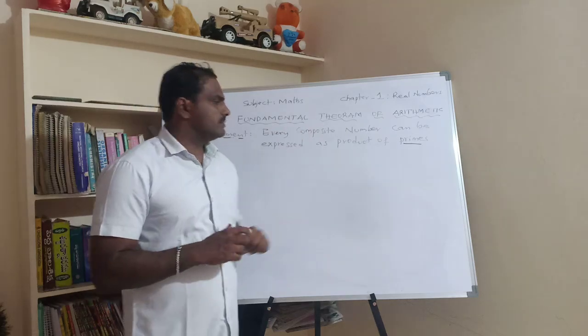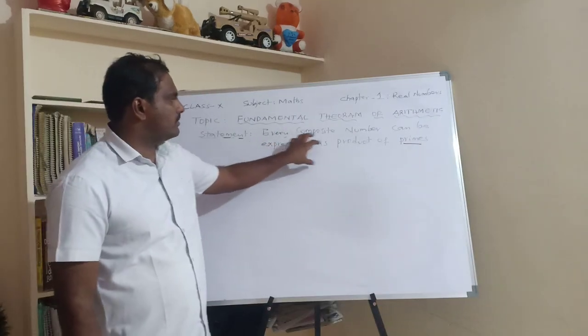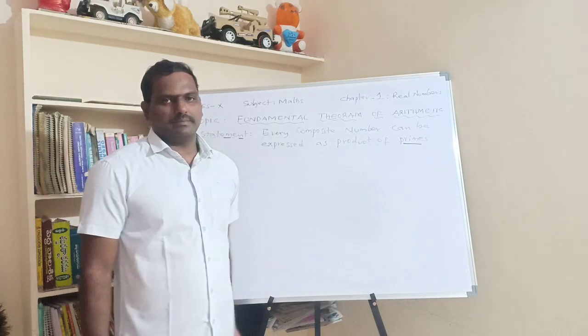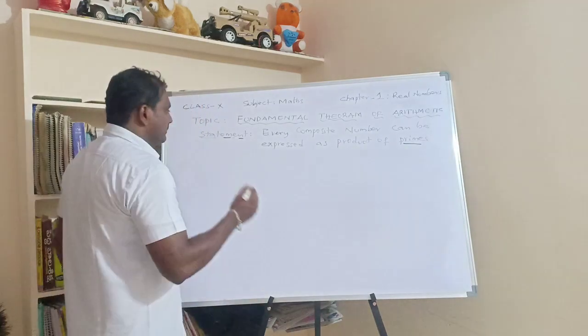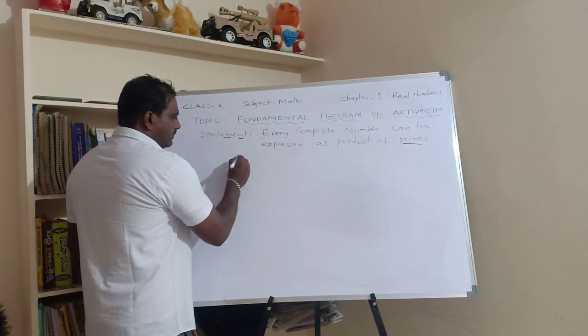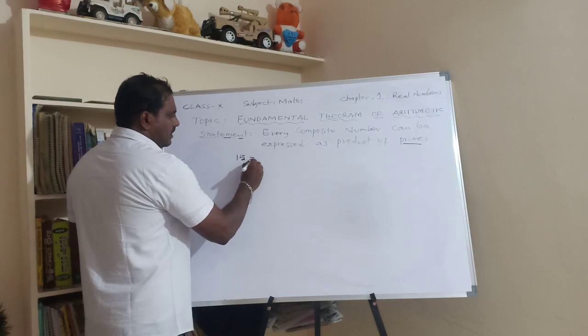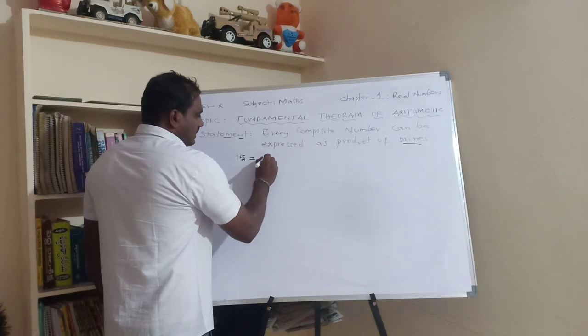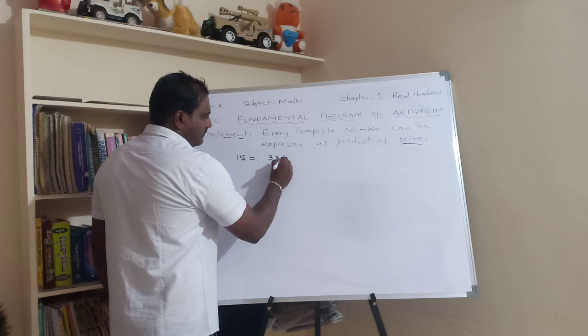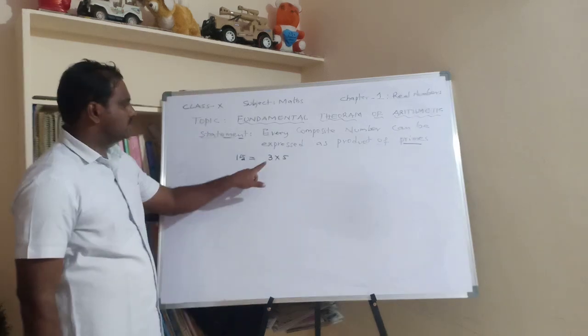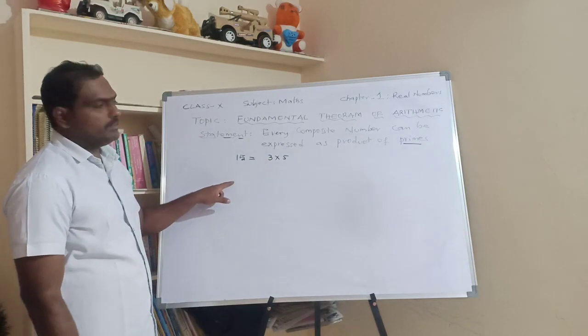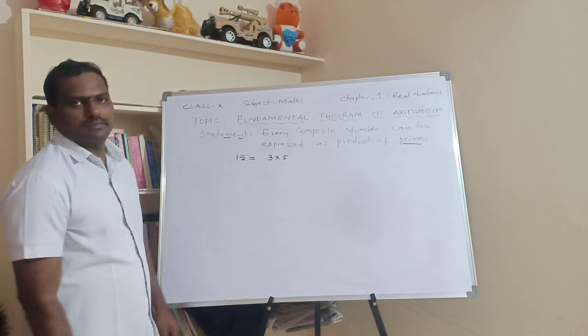Now what this theorem says is that every composite number can be expressed as a product of primes. Suppose I take one composite number, 15. How do we express 15? 3 multiplied by 5. Look at this: 3 is a prime number, and 5 is also a prime number.